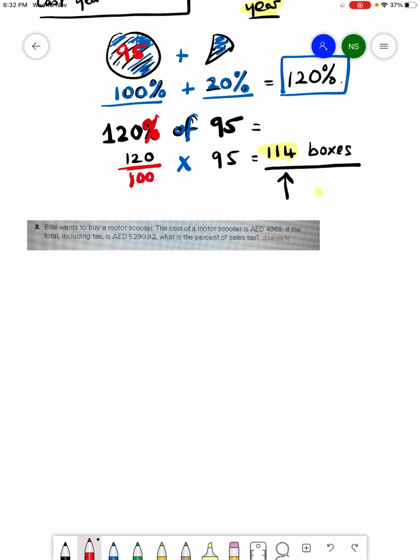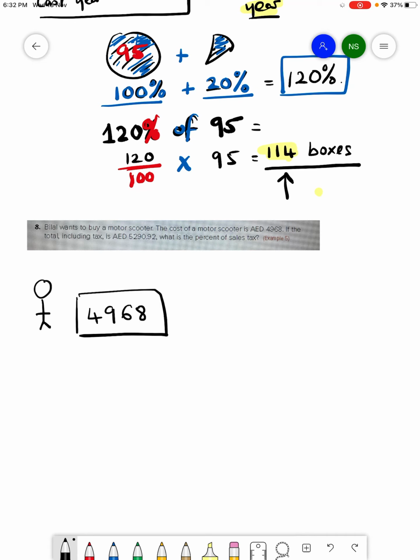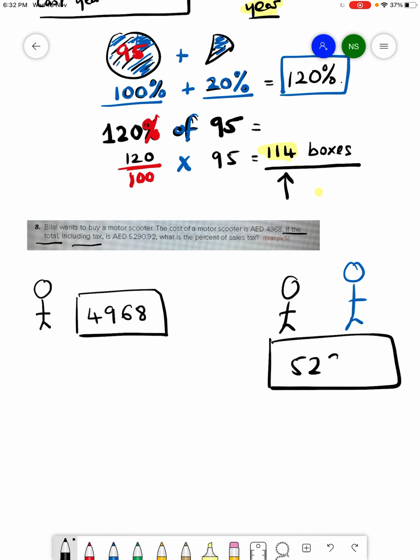Bilal wants to buy a motor scooter. The cost of the motor scooter is 4,968. So here's Bilal. He wants to buy this scooter. Again, I'm only going to draw a box for the scooter, and this is the price. If the total, including tax, well, it's always the total when you go to pay at the desk, if the total amount is 5290.92, again, the question is, what is the percent of sales tax? So Bilal is very sad because he has to pay more money, because he has to pay the tax.